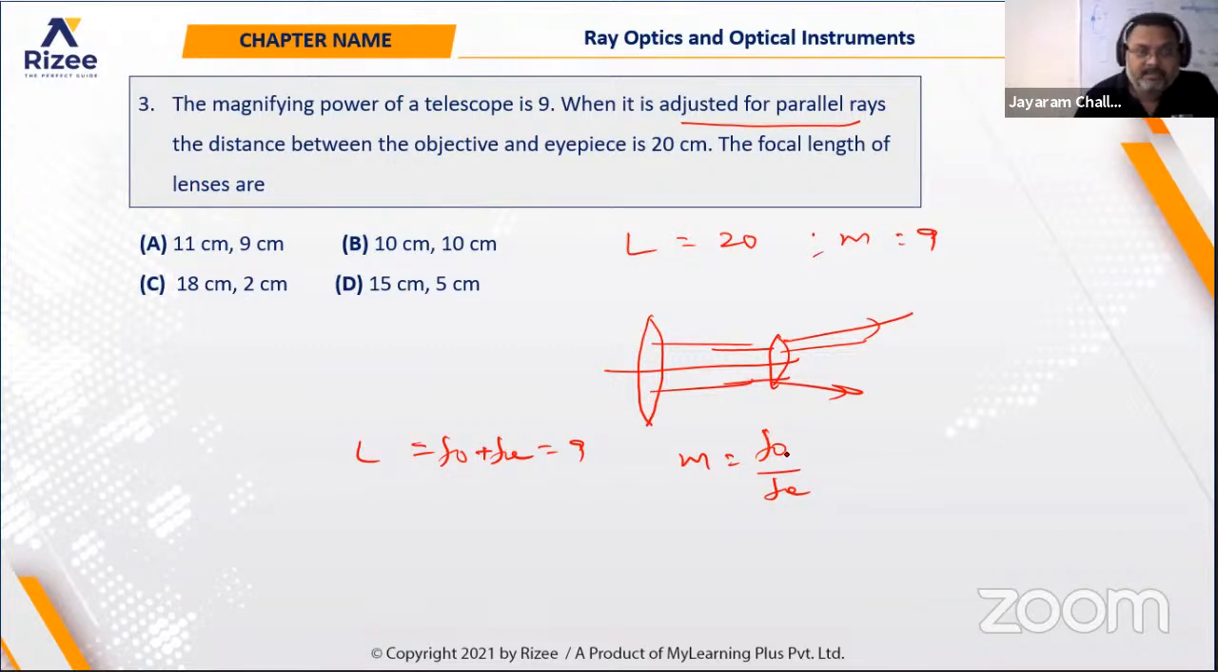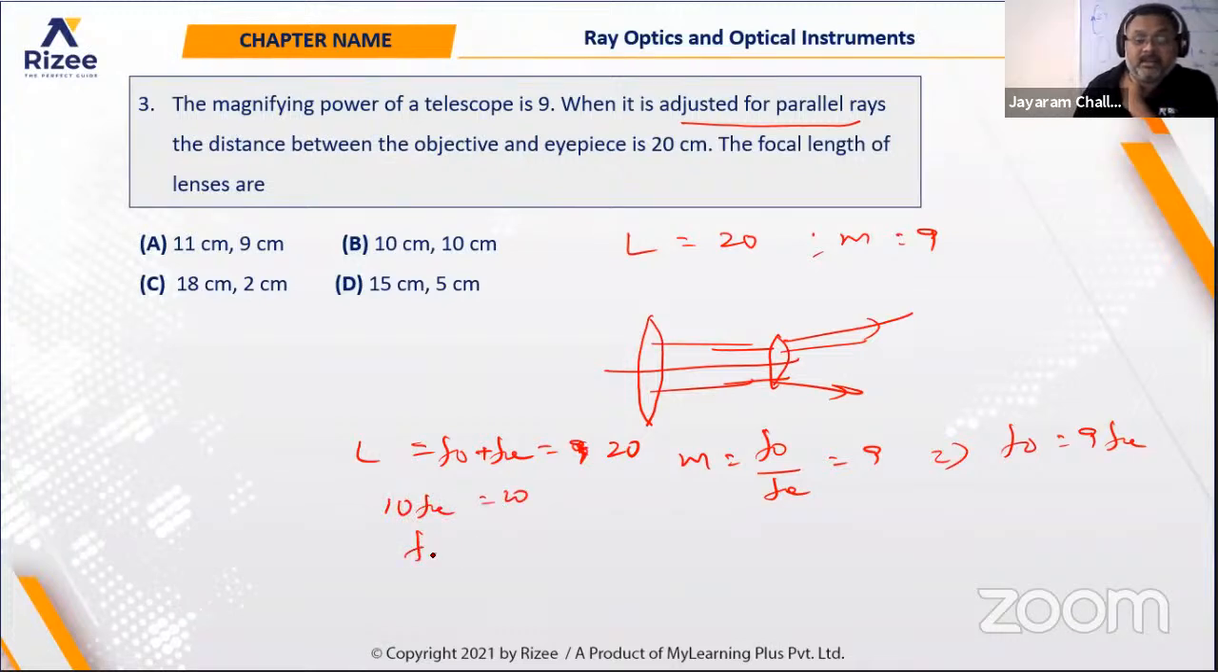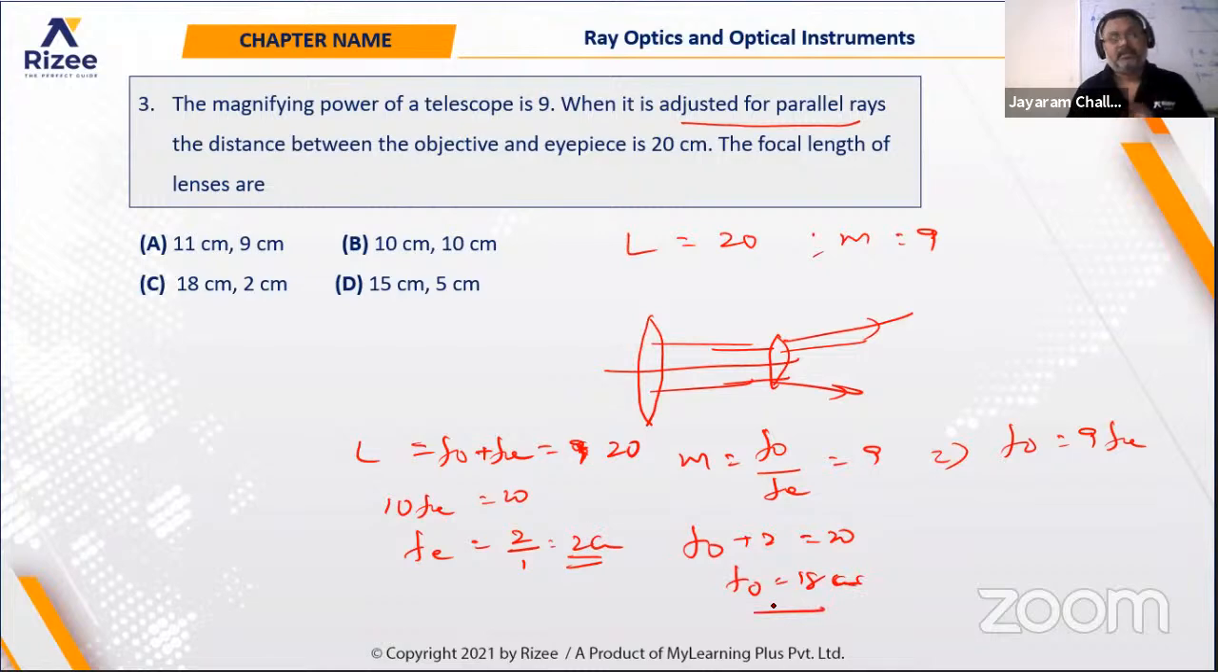So what is your magnification? Sorry, magnification is 9 and distance between them is 20 centimeters. So from this one I can write f naught is equal to 9 fe. Replace here f naught plus fe, which is going to be 10 fe is equal to 20. Fe is equal to how much, sir? 2 by 1, which is 2. So if fe is equal to 2, then what will be the f naught, sir? F naught plus 2 is equal to 20. That means f naught is equal to 18 centimeters. Okay. So this is how this is the one.